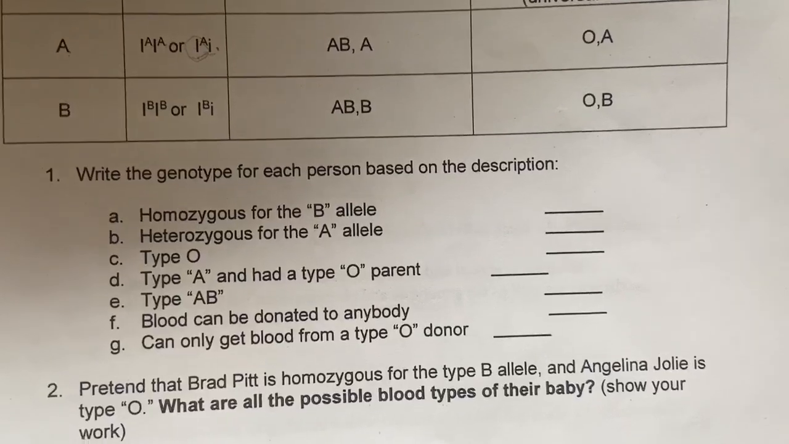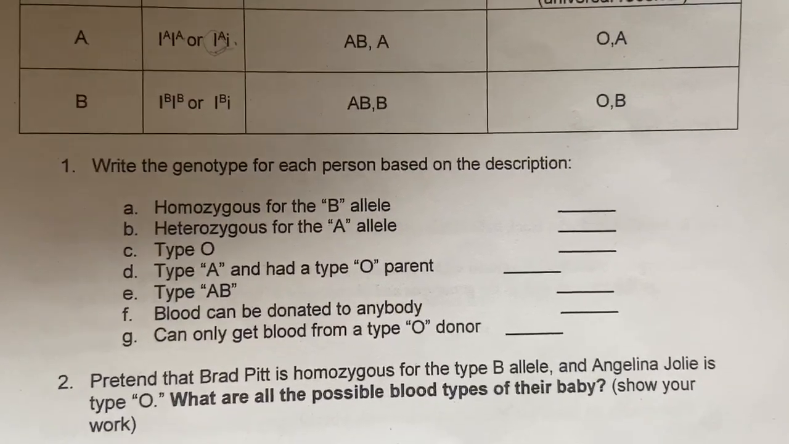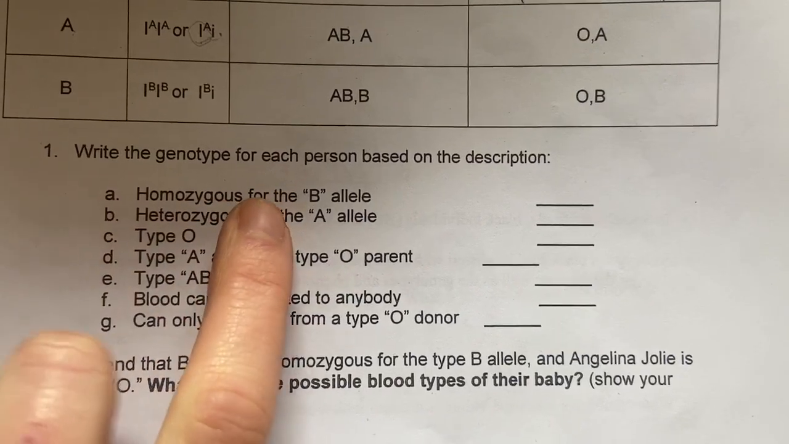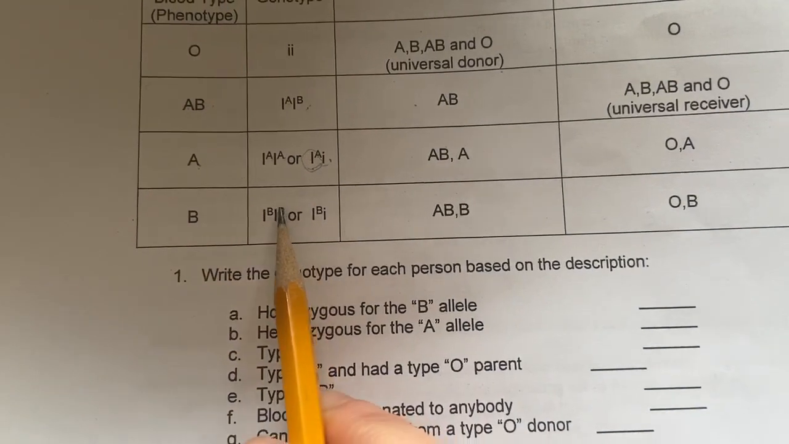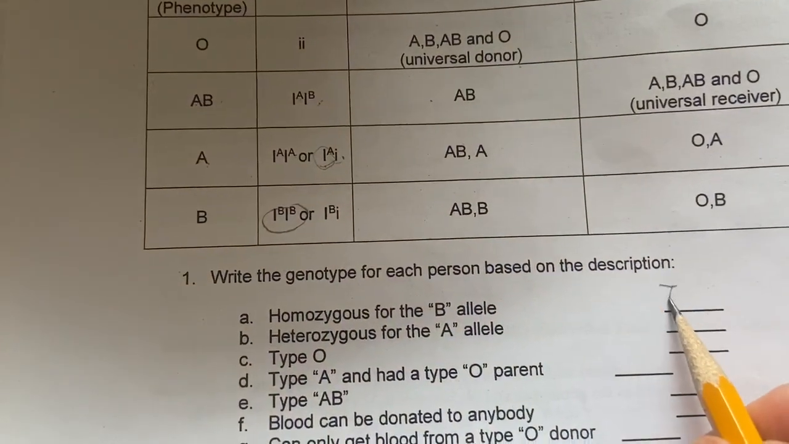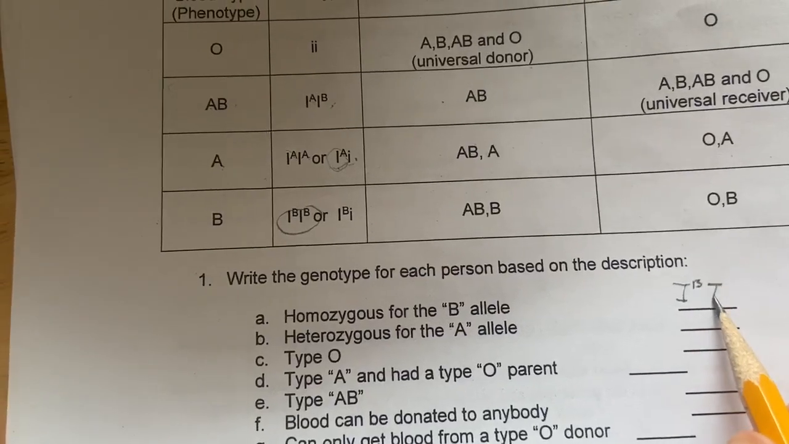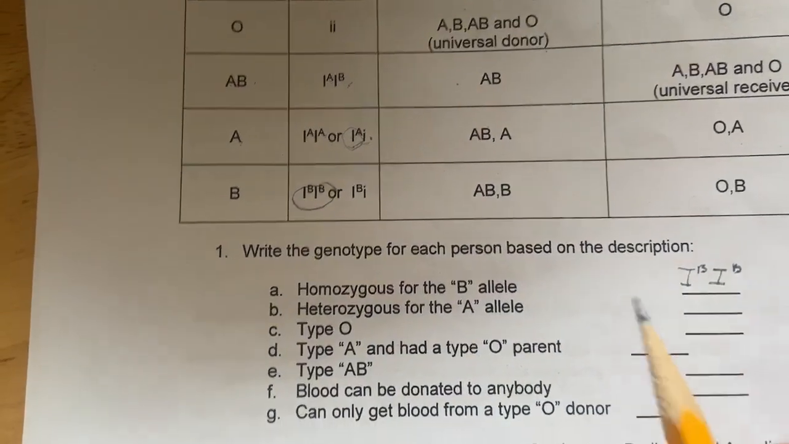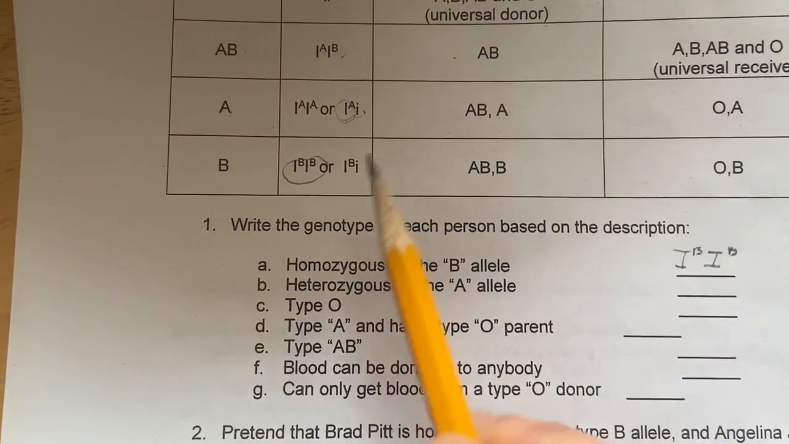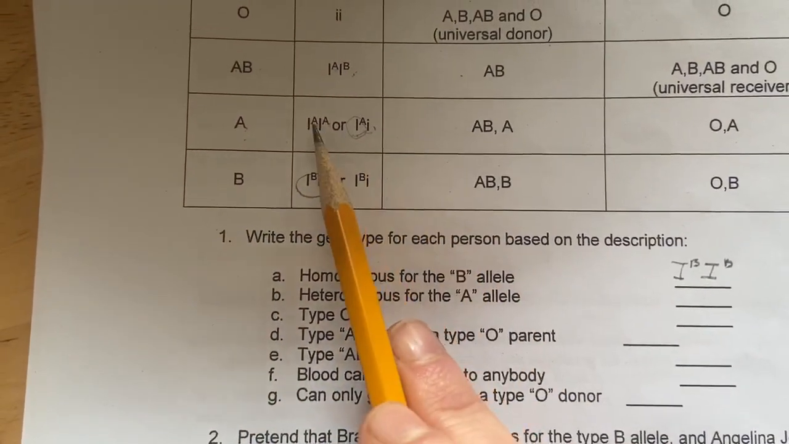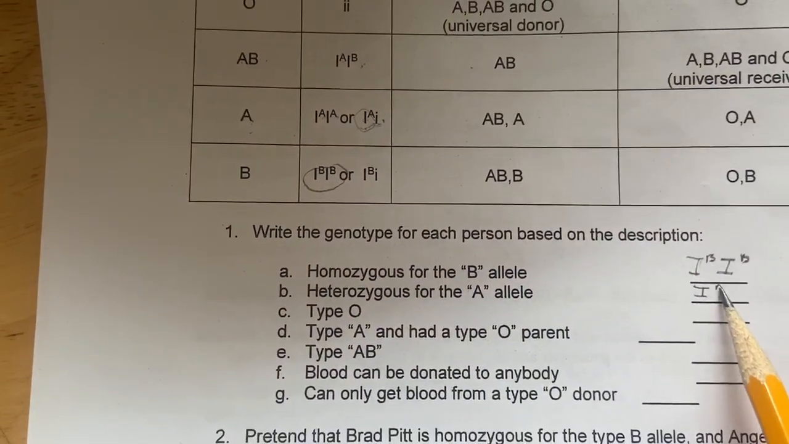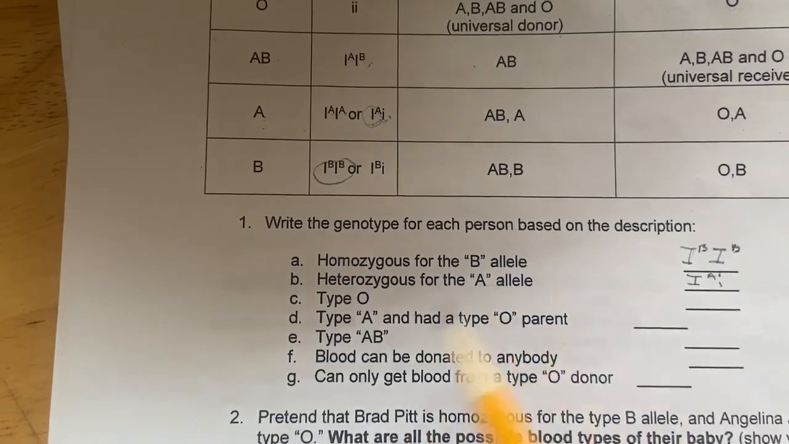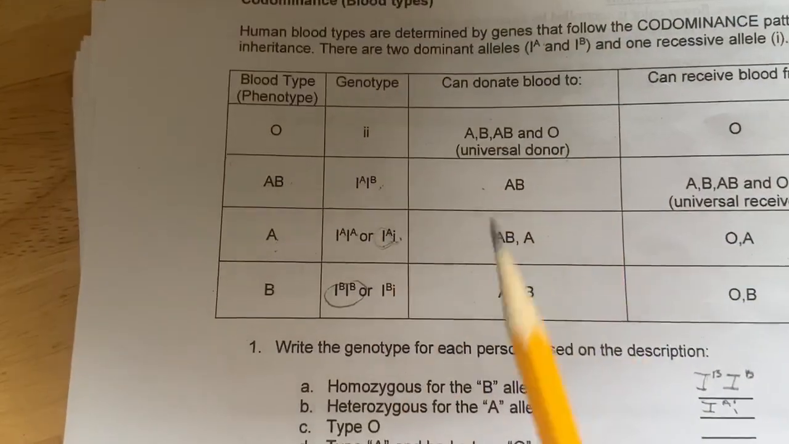Number 1 says to write the genotype for each person based on the description. For example, homozygous for the B allele. Homozygous means the same. You see with type B blood, these two are the same, so it would be IB IB. Next it says heterozygous for the A allele. Well, that's the A allele, that's homozygous. This is heterozygous. They're two different ones, a capital and a lowercase. So I with an A and then the lowercase i. You're going to just keep doing that for the rest of the chart. All the information's there, so just read it carefully.